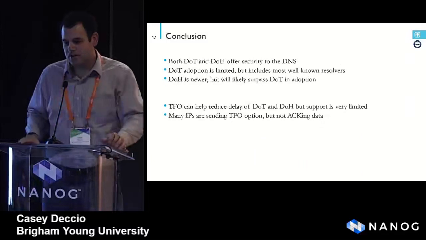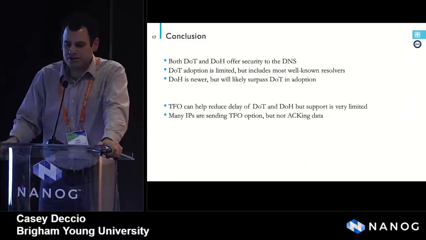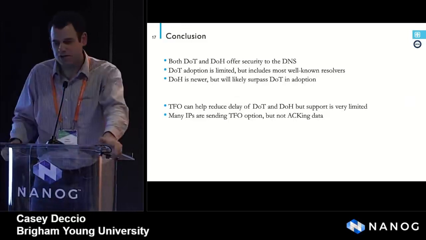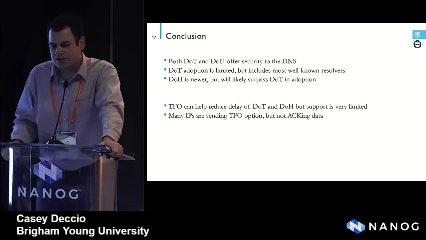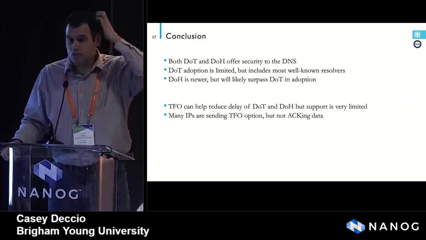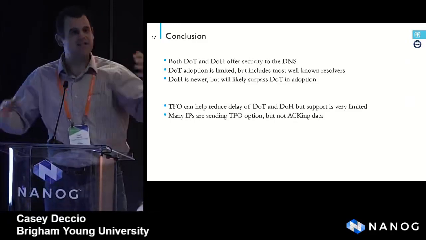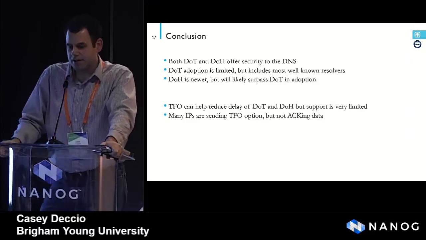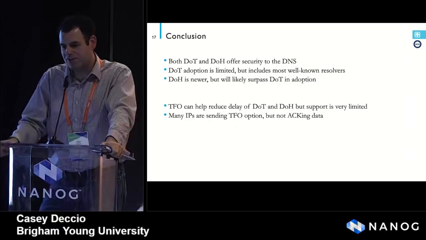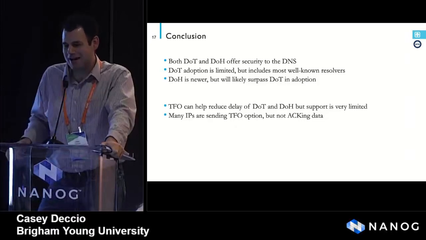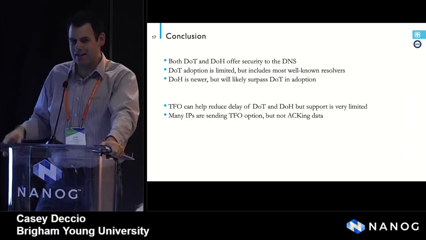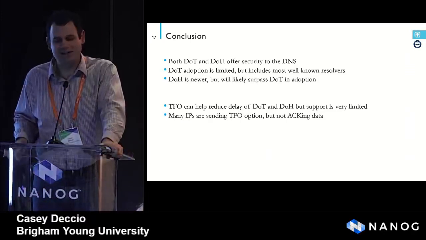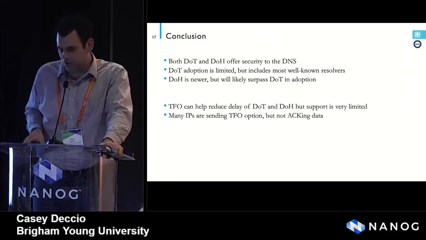So just in conclusion here, we've talked a little bit about DoT and DoH and some of the benefits that they offer, as well as some of the issues that we're encountering here. DoT adoption is limited, but does include some of the most well-known public DNS services, because that's what we had access to in our particular study. DoH is sort of speculative, might surpass DoT in adoption, and then TFO is the last thing we studied, and there are some serious questions about its deployment. So that's all I have, and I'm happy to take some questions.